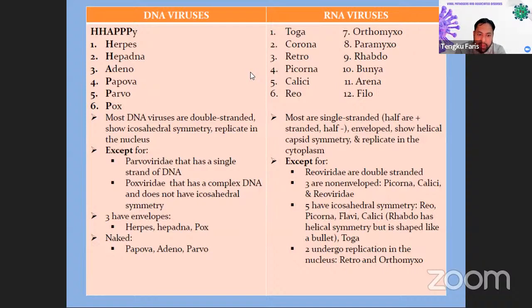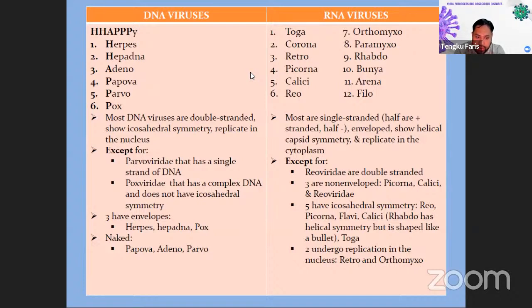Poxviridae, which has a complex DNA, does not have icosahedral symmetry. Okay, these are two exceptions which are important for you to know. Out of these DNA viruses, three of them have envelopes, which are herpes, hepadna, and pox virus. If I ask you in the examination what the DNA viruses that have envelopes are, your answer will be herpes, hepadna, and pox virus.